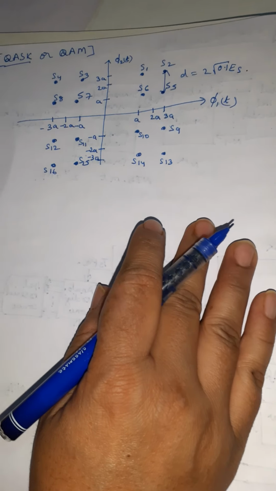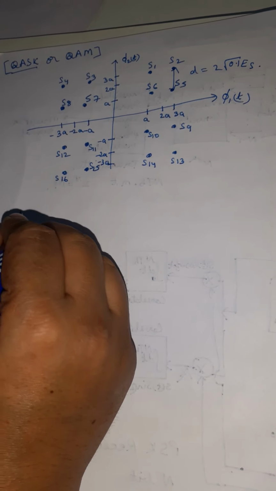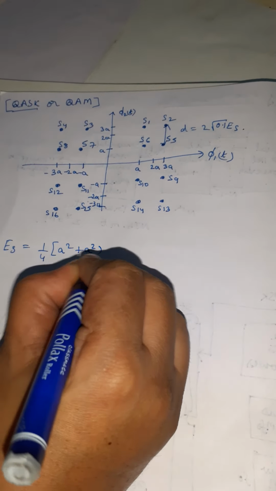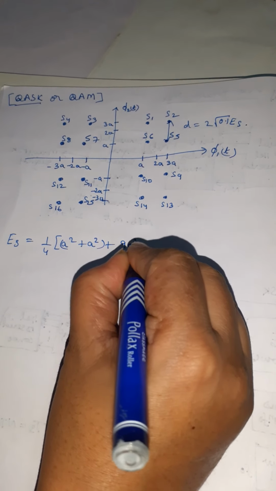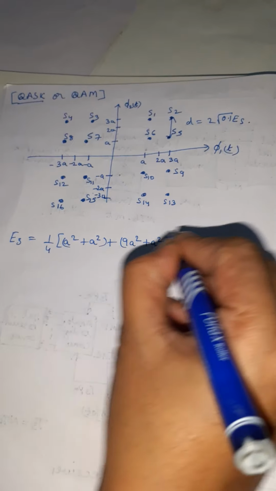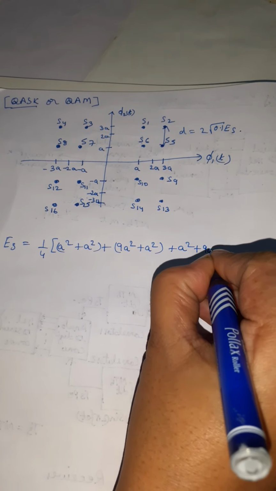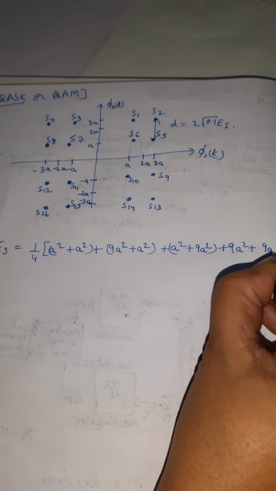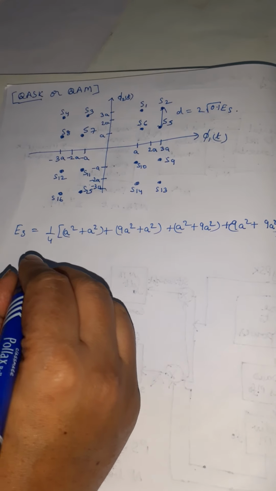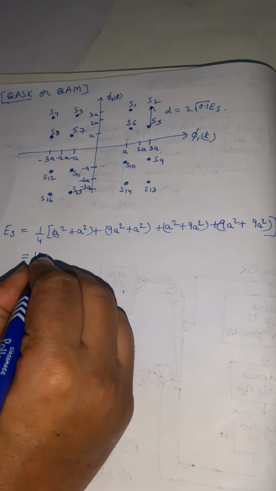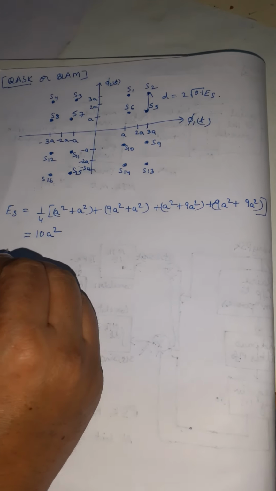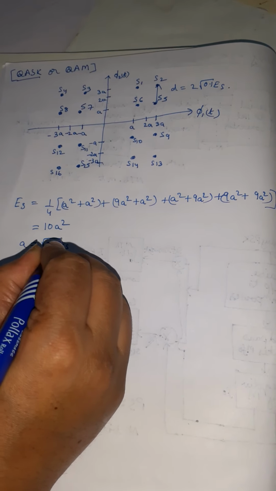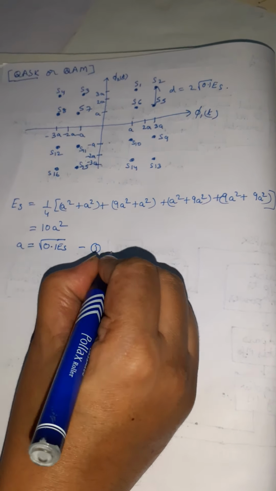So here we will calculate the energy by the formula 1 by 4 of A square plus A square plus 9A square plus A square plus A square plus 9A square plus 9A square plus 9A square. So this total will come to 10A square. So we can make out A is equal to root of 0.1 ES. Let this be the first equation.